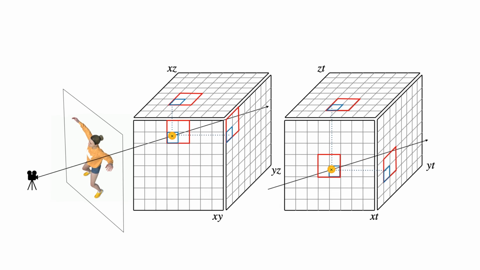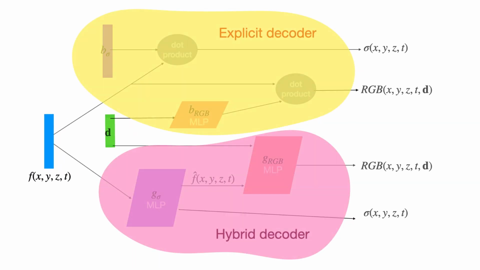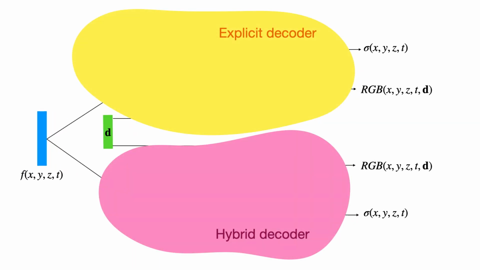If the scene is dynamic, we do the same in all 6 planes, including the xt, yt, and zt planes. This feature vector can then be decoded using either a lightweight MLP in our hybrid model or a linear decoder in our explicit model. In either case, the decoder maps our localized feature vector f into a density value sigma, and maps the feature and view direction d into RGB color.